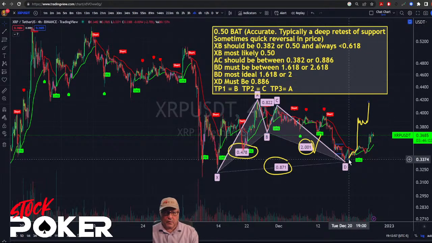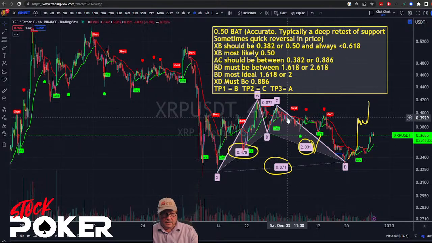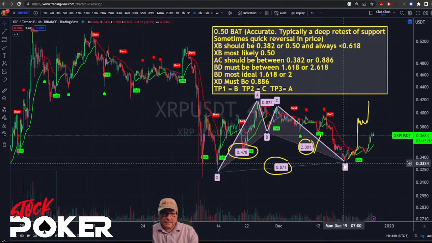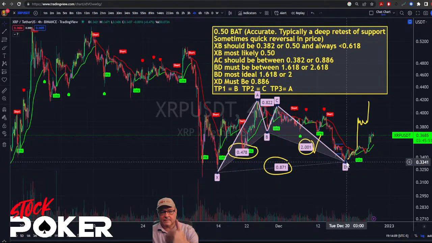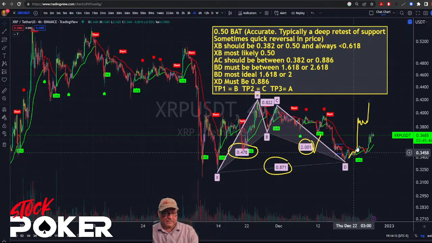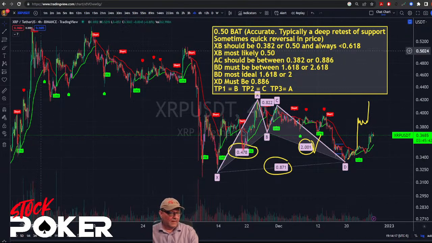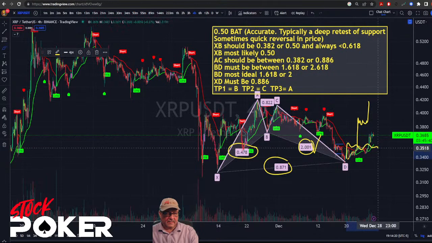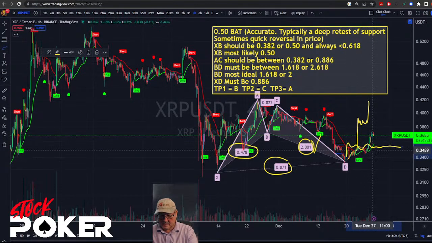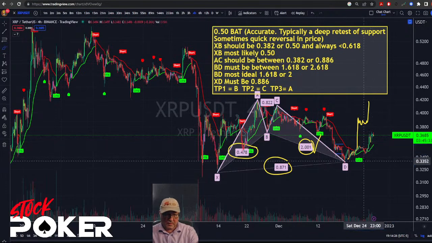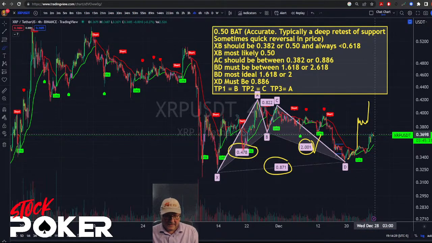And then when we were going over this, a bat is typically a deep retracement that tests previous lows, which is what we have here as well. A characteristic of a bat is that it typically reverses quickly. A bat typically doesn't meander sideways like this. Usually it's a quick reversal, which is what we hit here.